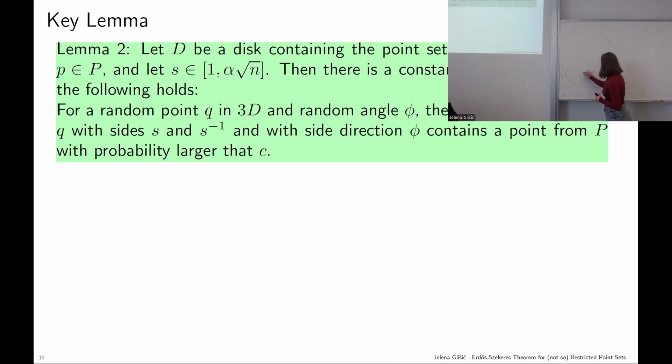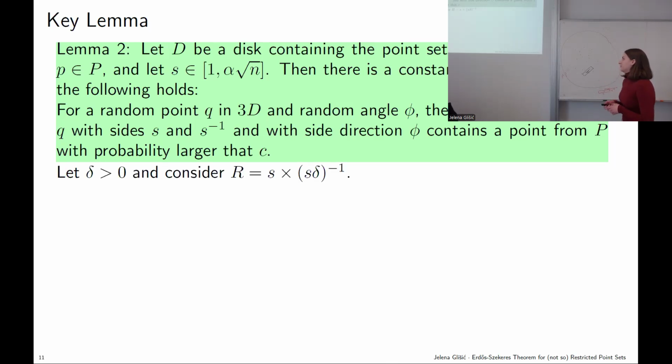Then my rectangle will look something like this, not very parallel, but something like this, right? So by picking a point and the direction, I am exactly defining some rectangle, and I want to see what is the probability that inside such a random rectangle, I have at least 1 point from my point set. And this I will use later to prove the main theorem.